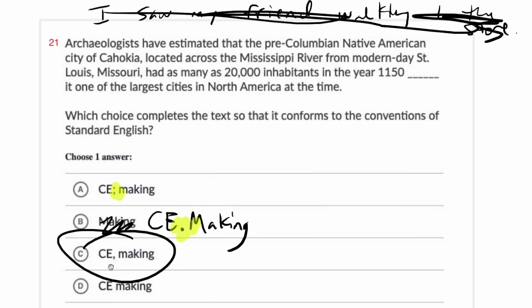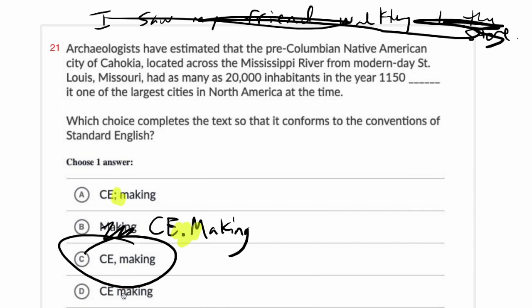But if you don't have a comma, it's going to make it seem as if your phrase, the phrase beginning with the ing word, is modifying or describing the noun right next to it. And we're definitely not, in this case, trying to modify or describe the year 1150 CE. We're talking about St. Louis or Cahokia. Okay.